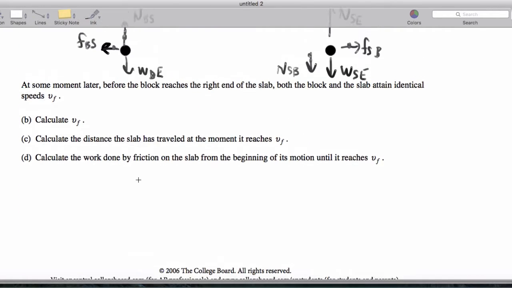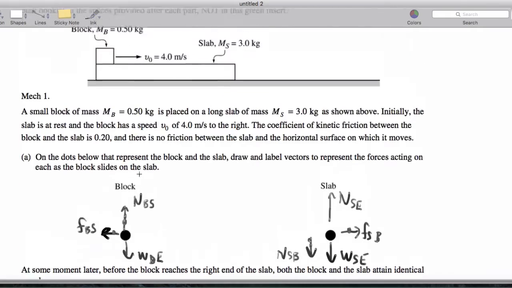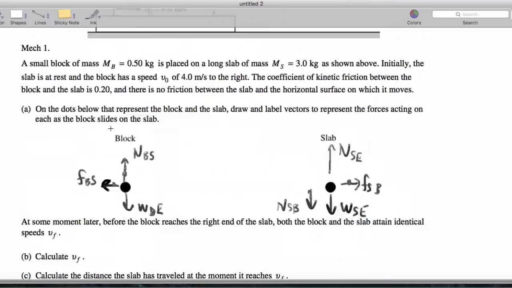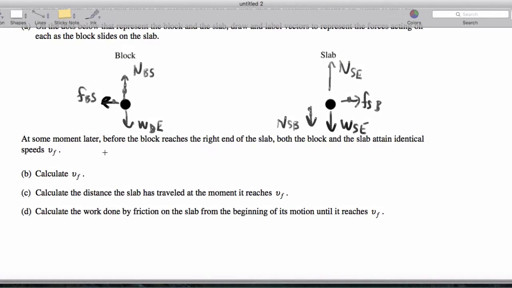So for part B, what we're going to do is get the equation of motion for each block. So for the block, v equals a of the block times t plus v naught. And for the slab, we're going to get a similar equation: v is a of the slab times t plus v naught. I'll say of the slab and of the block.